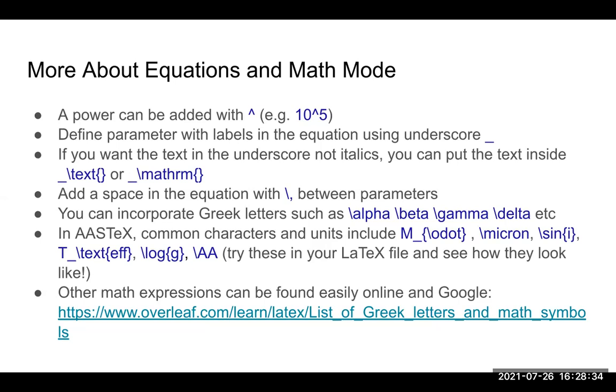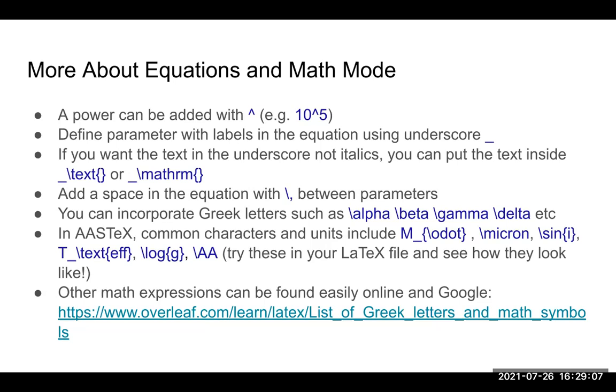And how about equations and math mode? I think even in the demonstration for the Pythagorean theorem equation, you can add a hat, basically just 10 to the fifth, and the output will show the fifth at the top. And typically we define a parameter. By the way, I forgot to mention, if you want to start with math mode, there are two options. The first option is just to put the dollar sign. You can use it in a sentence.